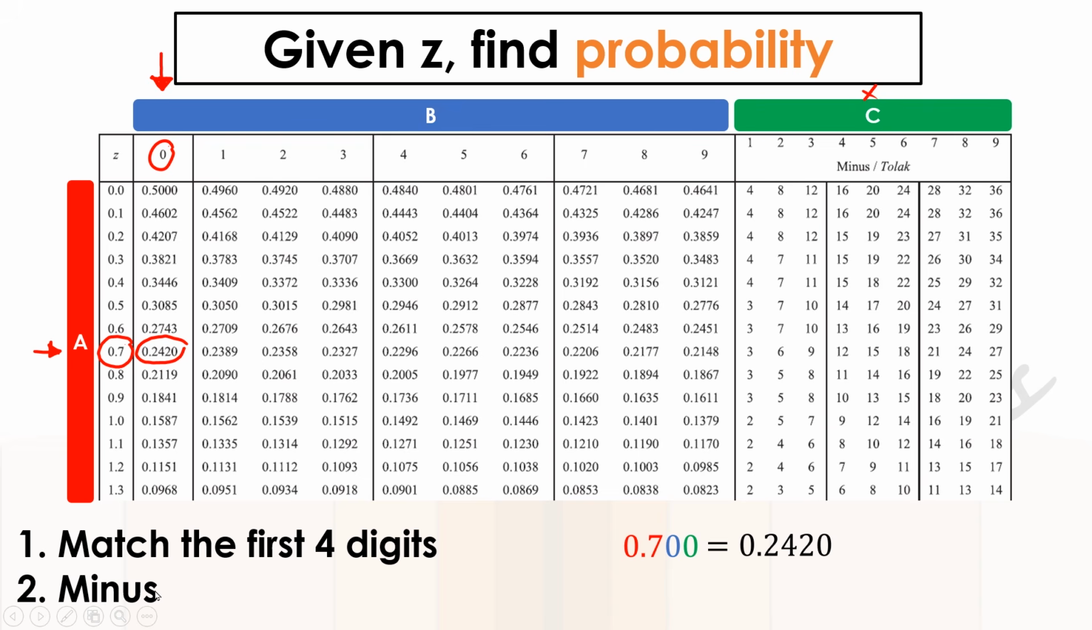Right, so this minus actually means if we have a value in section C here, we are going to minus it from our value here. But since the value of the last digit here is 0, it means we don't need to minus anything. So it would be minus 0. Okay, so we minus these two things together, then it would be our probability, right? So our probability would be 0.242.